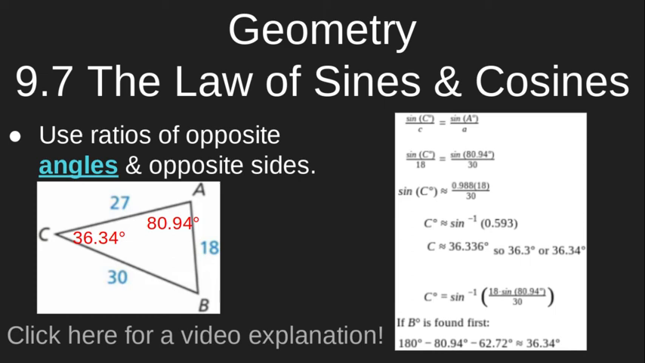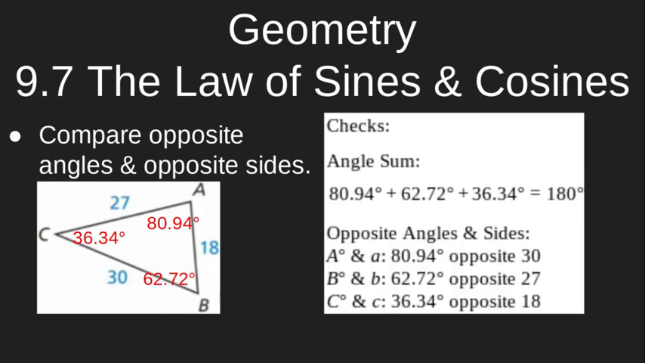If I do 180 minus that 62.72, I get the final three angles there. Double check, make sure they add up to 180 degrees. They do. Make sure the biggest angle is opposite the biggest side. Make sure the smallest angle is opposite the smallest side, and then the medium angle and medium side as well.